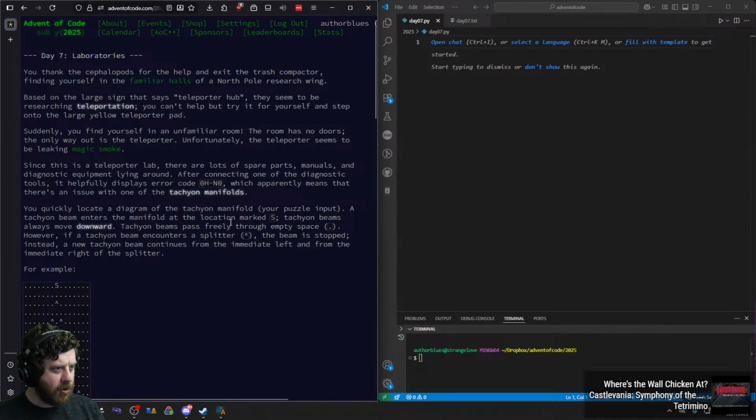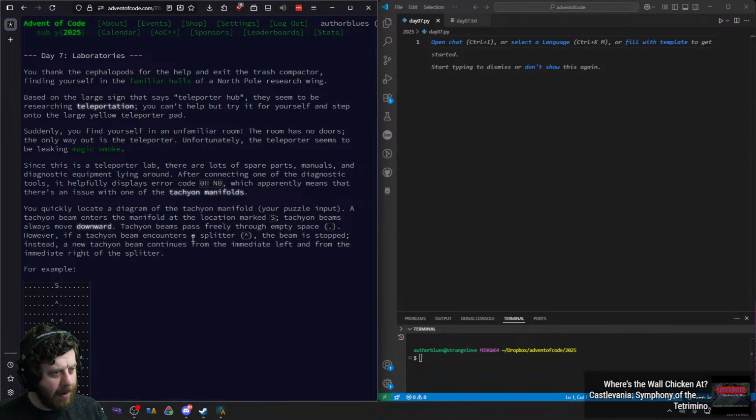Day 7, Laboratories. You thank the cephalopods for the help and exit the trash compactor, finding yourself in the familiar halls of a North Pole research wing. Based on a large sign that says Teleporter Hub, they seem to be researching teleportation. You can't help but try it for yourself and step onto the large yellow teleporter pad. Suddenly you find yourself in an unfamiliar room. The room has no doors, and the only way out is the teleporter. Unfortunately, the teleporter seems to be leaking magic smoke.